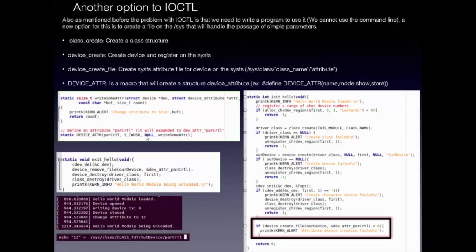Null, we are not interested now in reading this attribute, we are just interested in writing. So here we put null because we are not going to read, and you put here a callback that is going to be called every time that you write on this attribute. So here I'm just putting a kernel message. So when you do this echo here, you have "change attribute to 12".